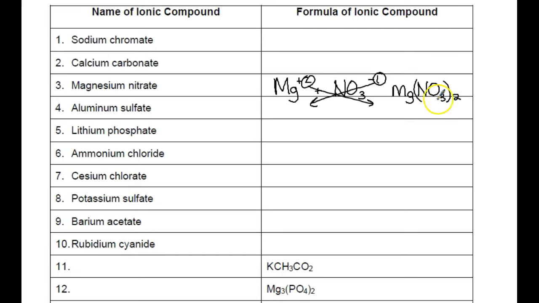We never mess with this 3, because if it becomes NO6, it's not nitrate anymore. So if a subscript, which is the number on the bottom of the formula, is written, you always put the polyatomic ion in parentheses. So that would be how you write that, Mg(NO3)2. And let's look at another one.